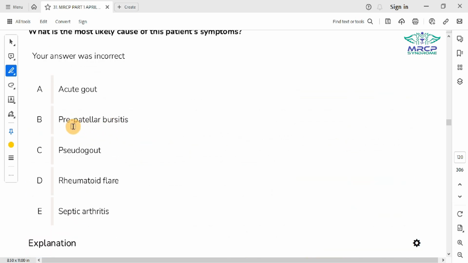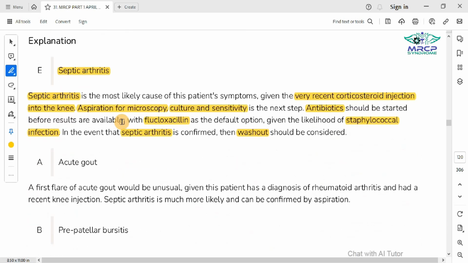And what should be the presentation in pre-patellar bursitis? This is also known as the housemaid's knee. So this is usually precipitated by the repeated kneeling, especially in carpet fitters.